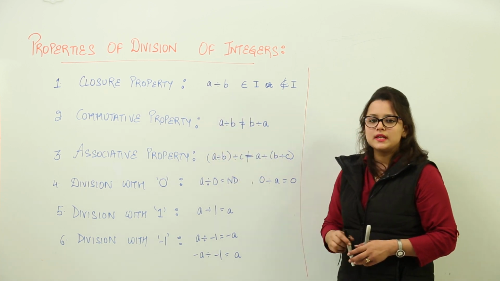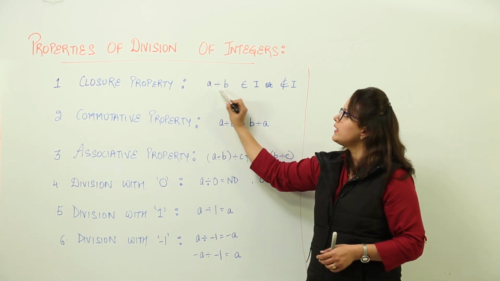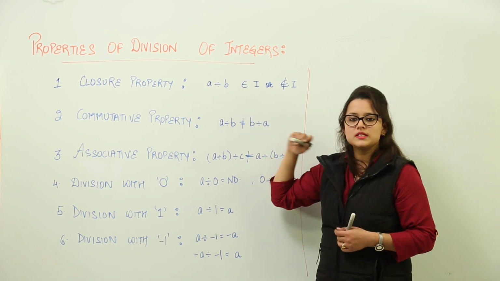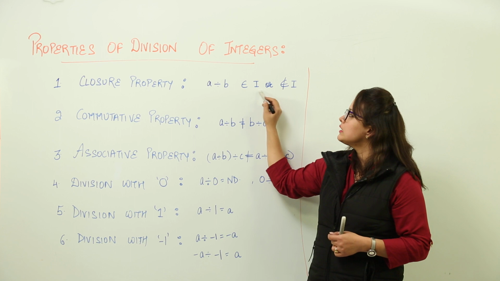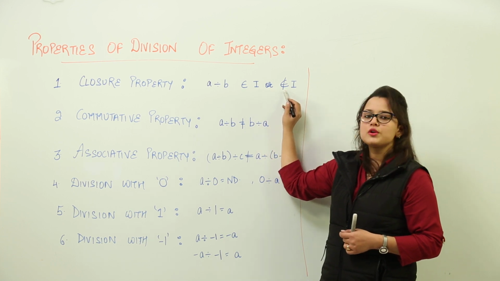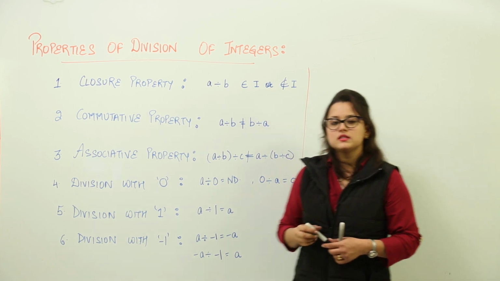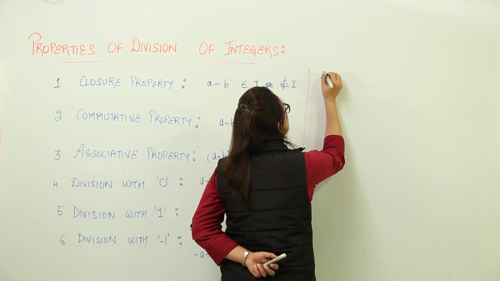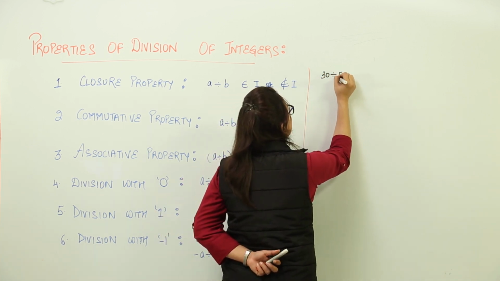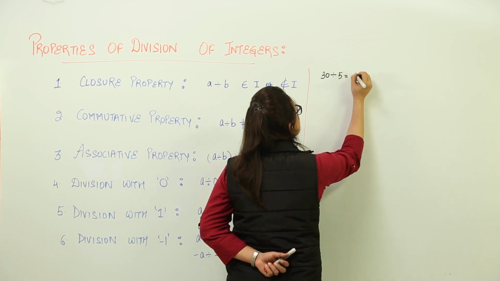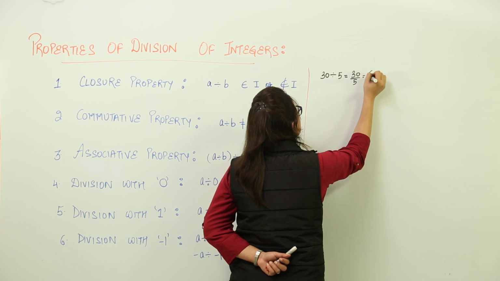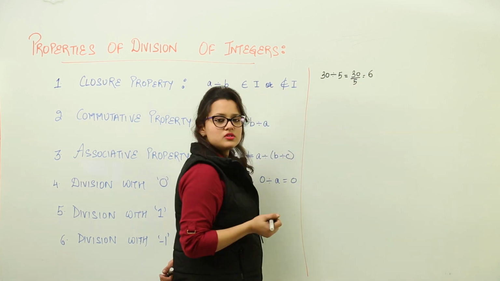The closure property tells us that when you are dividing two integers, the answer, the quotient you can say, may belong to integers or may not belong to integers. Let us take some examples for this. Let's say you are dividing 30 with 5. What do you get? When you are dividing 30 with 5, you get 6, which is an integer.